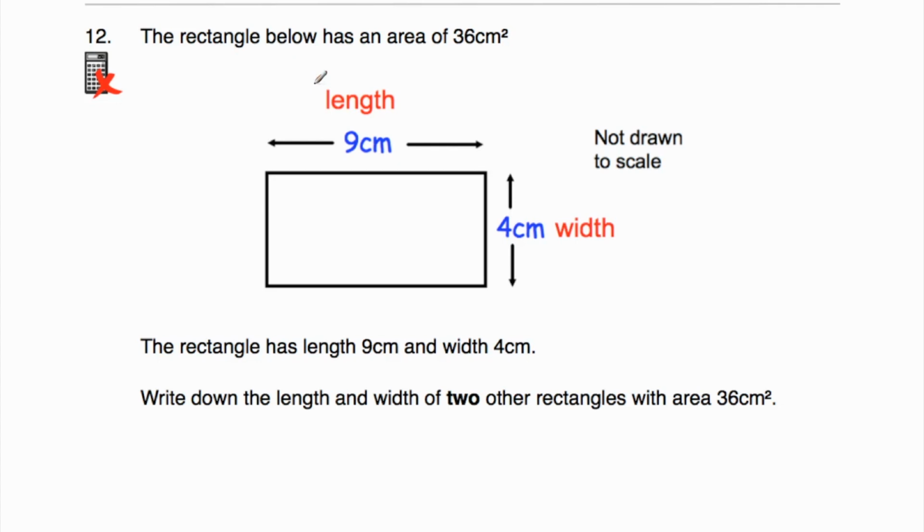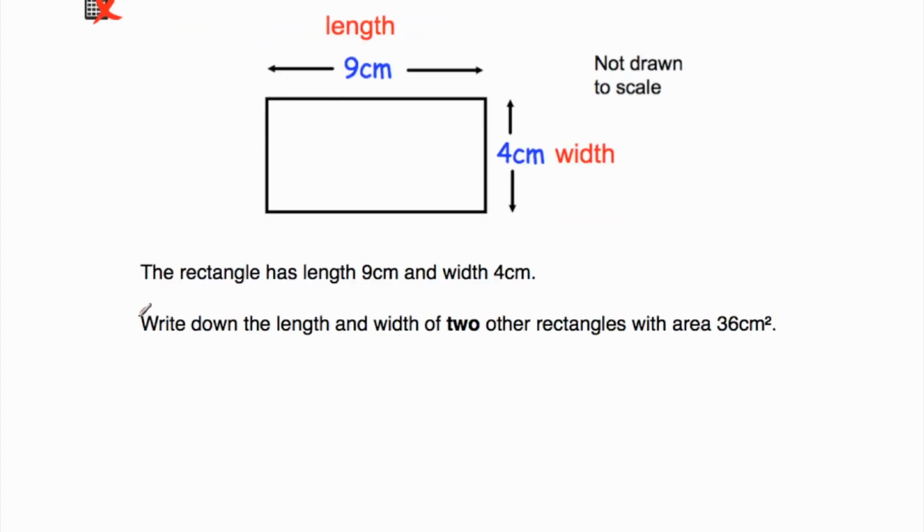Question number 12 says, the rectangle below has an area of 36 centimeters squared, and it's got a length of 9 centimeters and a width of 4 centimeters, and 9 times 4 is 36, so that's right. And we've been asked to write down the length and the width of two other rectangles that have got an area of 36 centimeters squared.